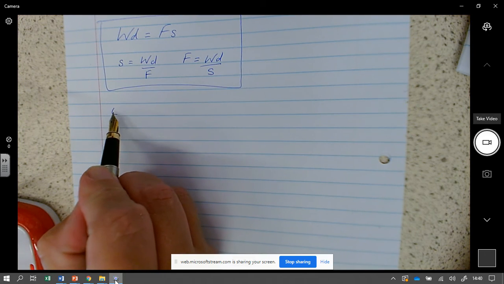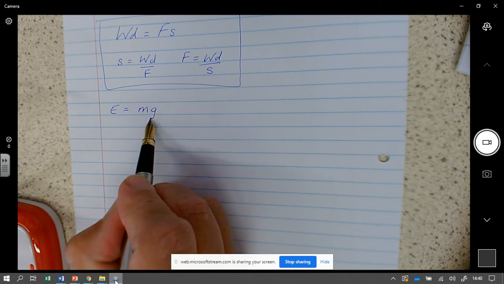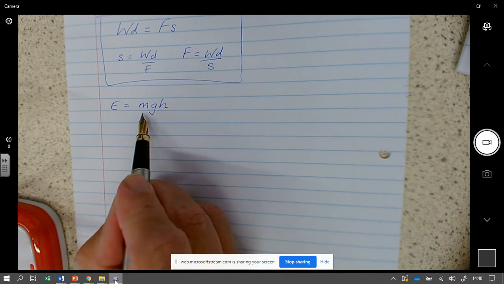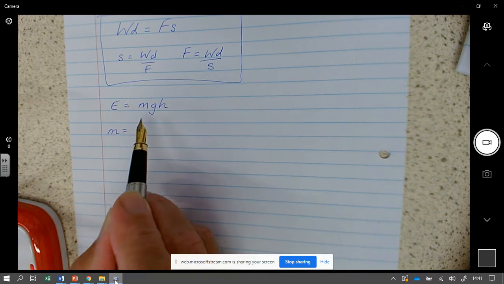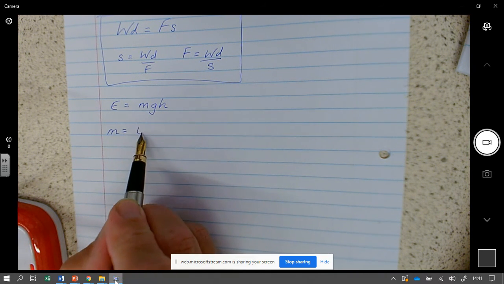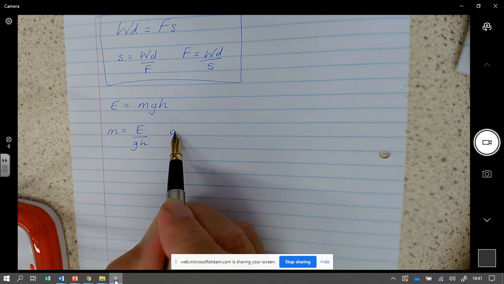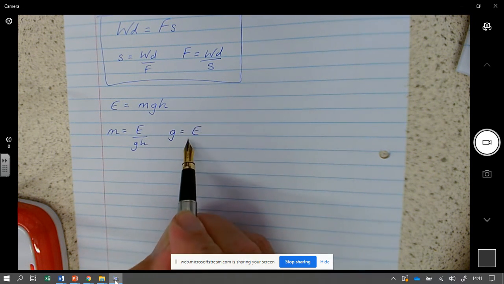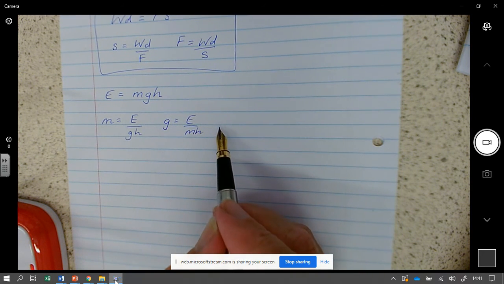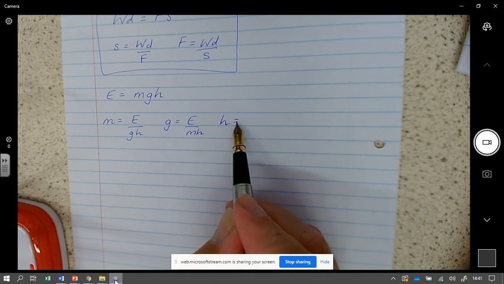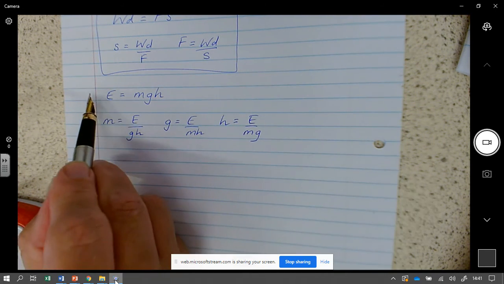We know that gravitational potential, I'll just call that E, is mgh. Fairly simple: mass, gravity, height. If I wanted to make m the subject, I need to divide both sides by gh, so I end up with this formula. If I want to make g the subject, I want to find the value for gravity, I end up dividing by m and h. And if I wanted to make h the subject, because I didn't know what h was, the height, it would be E over mg.